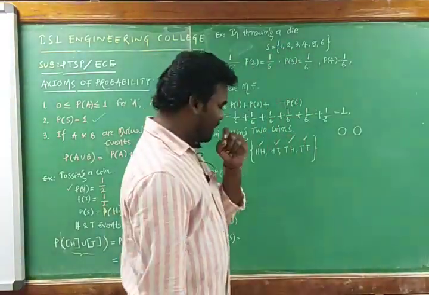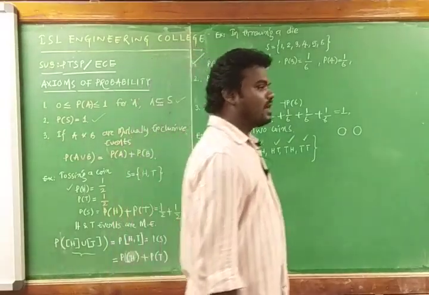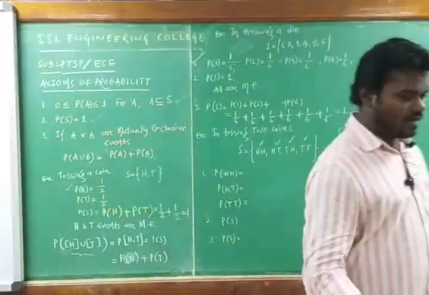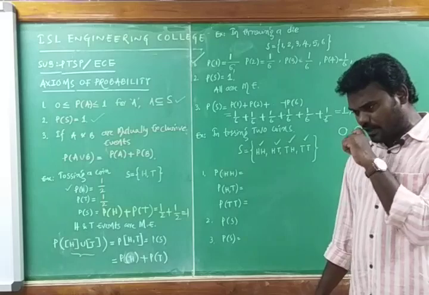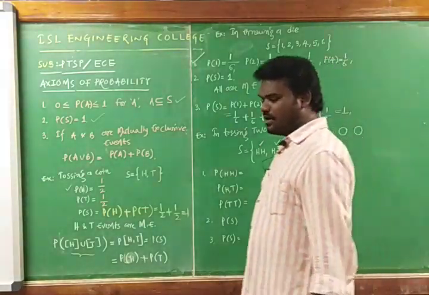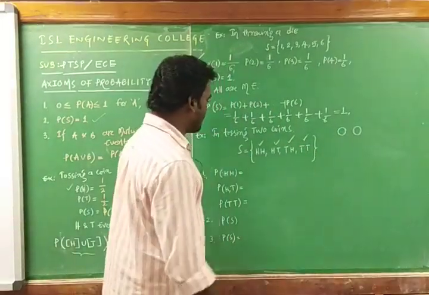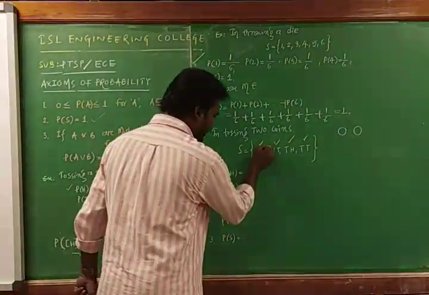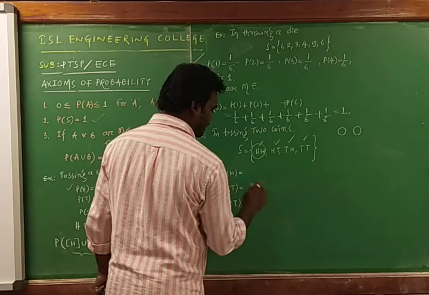first axiom of probability. That means the probability of any event must lie between 0 and 1. The probability of any event must lie between 0 and 1. That means the probability of HH must be between 0 and 1.